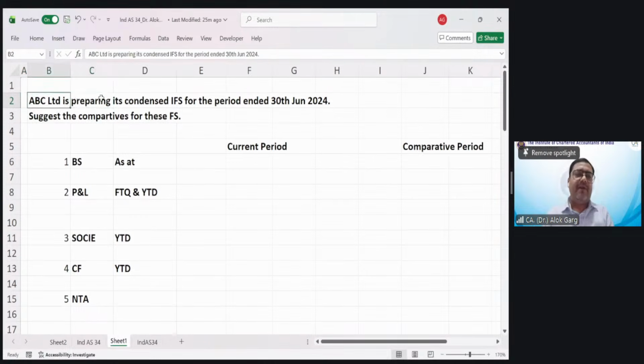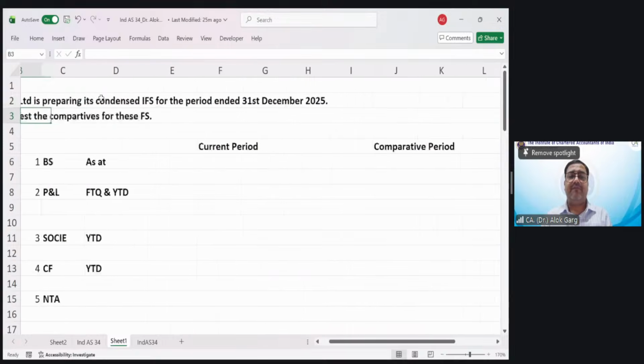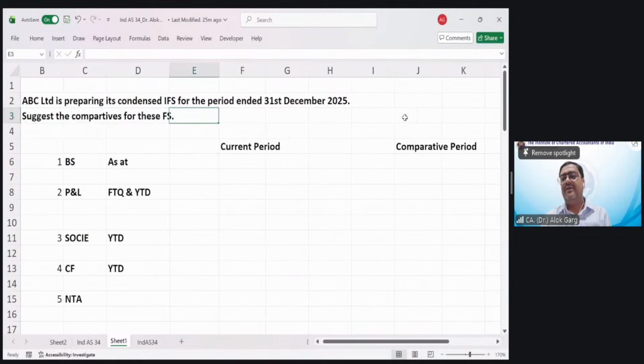ABC Limited is preparing its condensed interim financial statement for the period ended 31st December 2025. Suggest the comparatives for these financial statements.